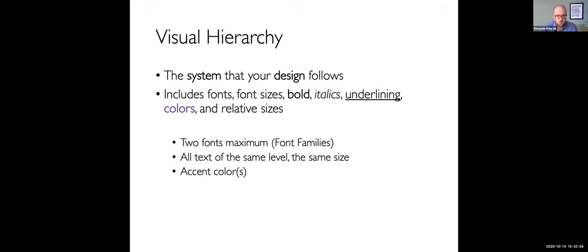You want to try to keep it to two fonts. A common approach to this is to use a serif font and a sans serif font. You can use one font. There's nothing wrong with that.